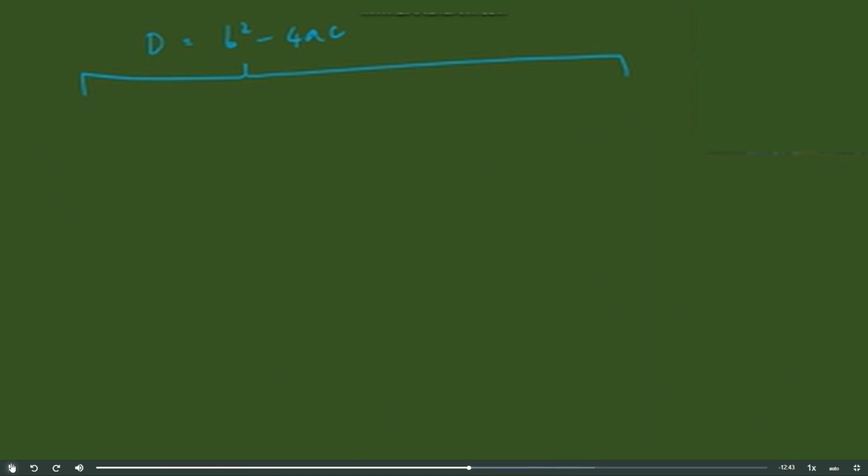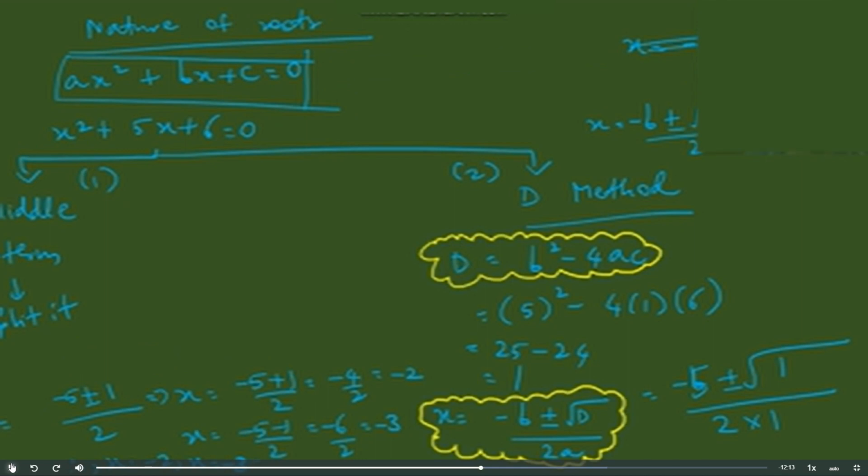There can be three possibilities here. One is b square can be more than 4ac. Other is b square can be equal to 4ac. And one more is b square can be less than 4ac. Okay, so let us take an example here. The earlier example is the b square minus 4ac example. B will be 5, so 5 square minus 4 into 1 into 6. This was the earlier example which came here.